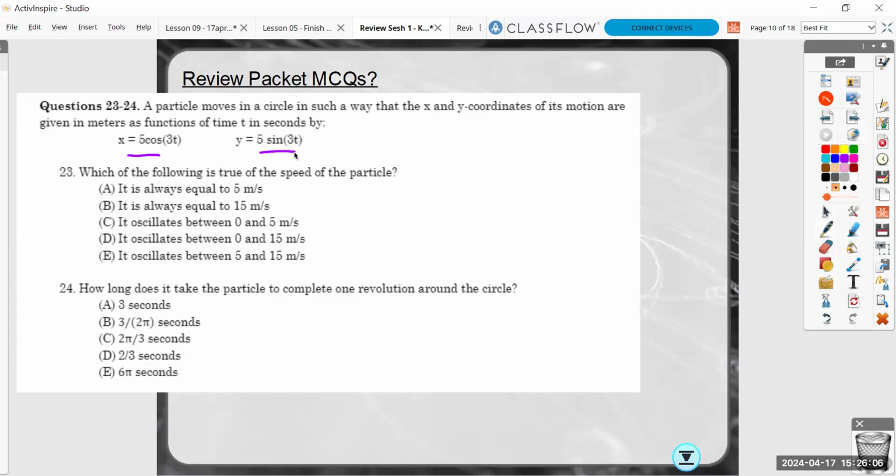They're asking us about the speed of the particle. All right. Well, let's think about what this particle is doing, right? Speed is velocity without direction. It's the magnitude of the velocity. All right. So let's think about this particle. Which way is it moving?